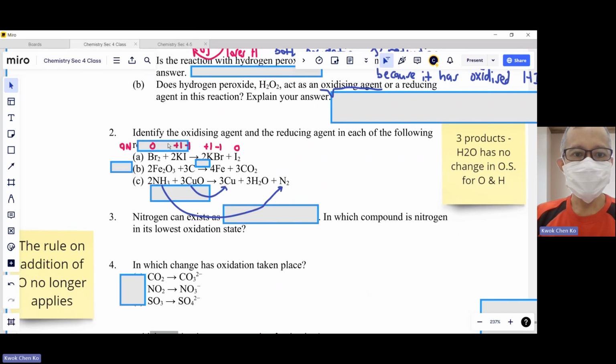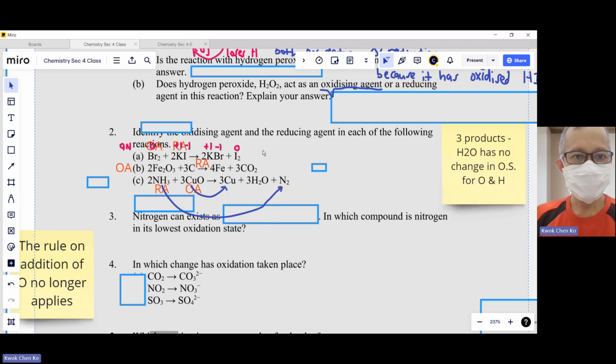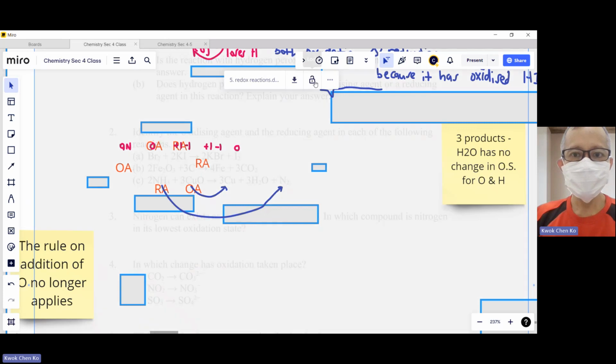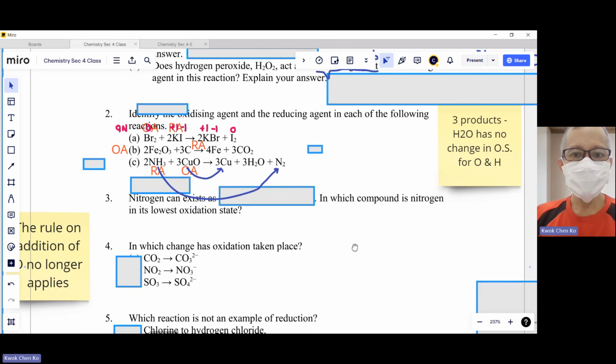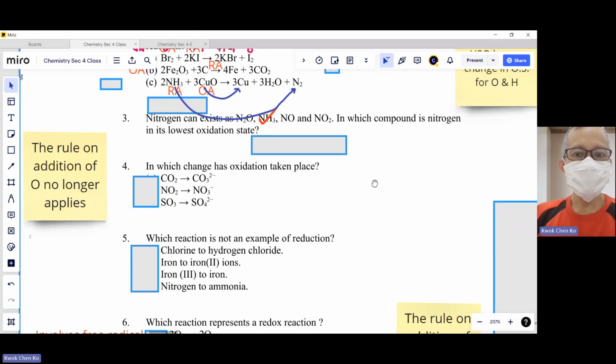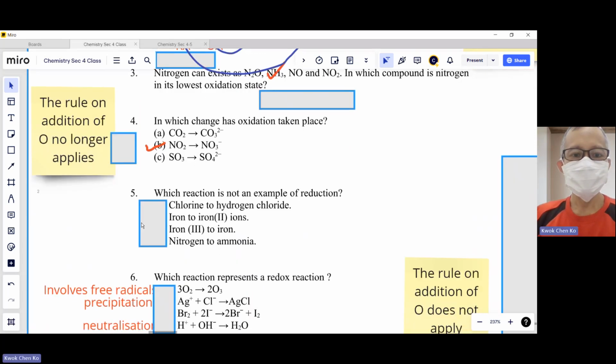Okay, number 2, make sure you get all the answers correct. Let me just show you the answers. Okay, you can check your answers. Make sure you get them correct. Unless you need me to explain, otherwise I shall move on. Okay, number 3. Your answer should be NH3. Okay, number 4. There's only one. Okay, number 5. Only one.